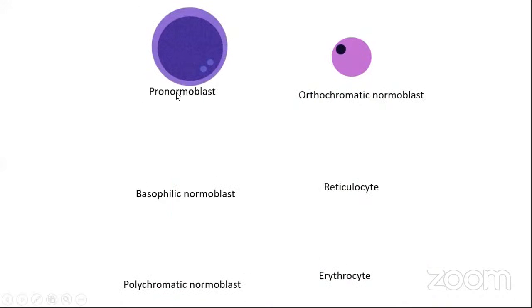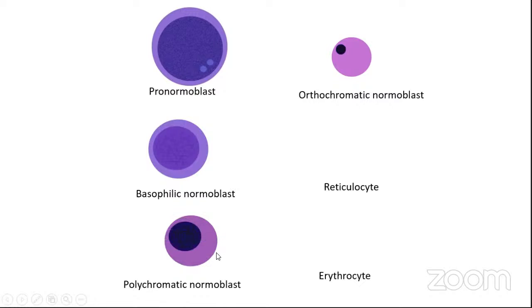So it is the pro-normoblast. You can see the cell has increased, the size of the cell is very big. Next is the basophilic normoblast. Next is the polychromatic.